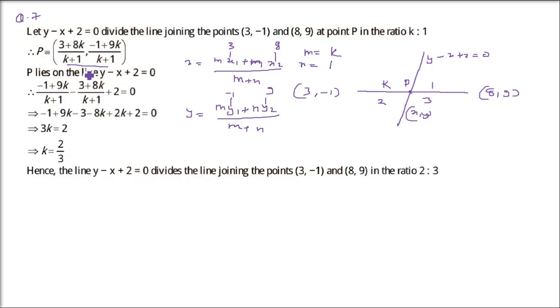And now, as I said, this point is lying on y minus x plus 2 equals 0. So the location which we found just now, we have to put in this line. We will put this one in place of y, and this one in place of x, plus 2 equals 0. So this gives k equals 2 by 3. That is, k:1 is 2:3. This line y minus x plus 2 divides the line joining (3, -1) and (8, 9) in the ratio of 2:3.